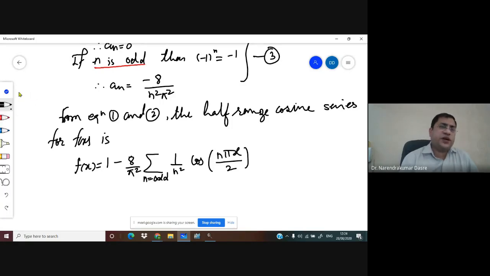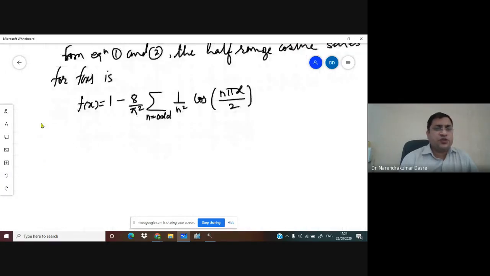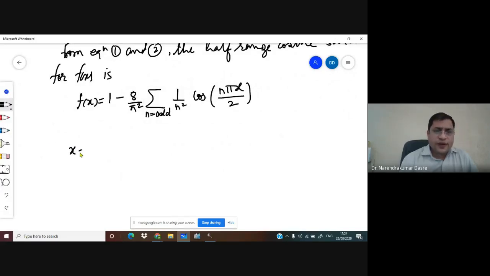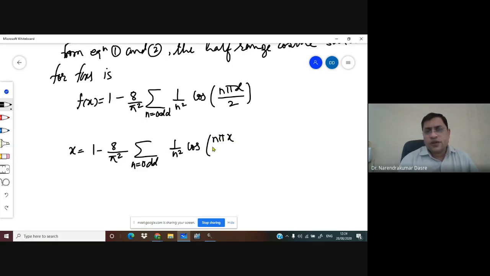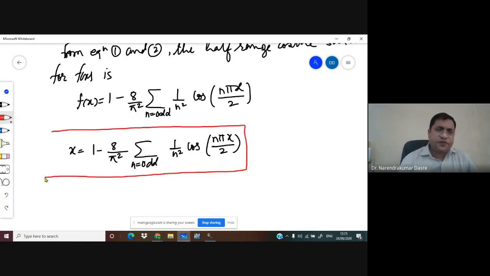Okay, and that's why we have to be careful. So what we got is x is equal to 1 minus 8 upon pi square summation when n is odd 1 upon n square cos of n pi x by 2. So this is the half range series, precisely half range cosine series for the function f of x is equal to x. So here we have expressed x as a half range cosine series.